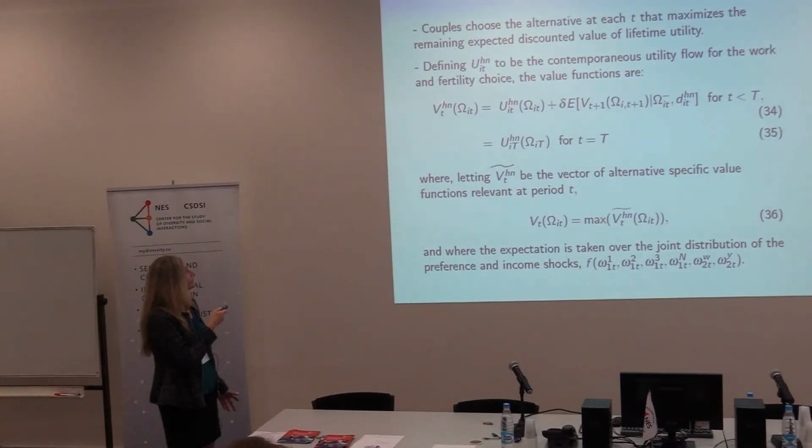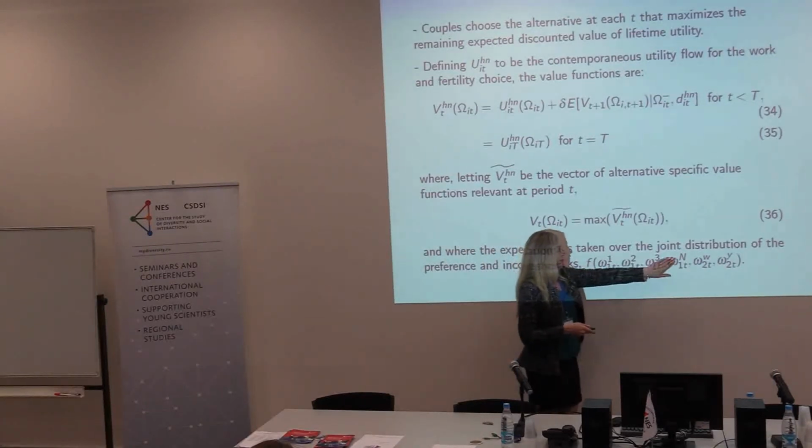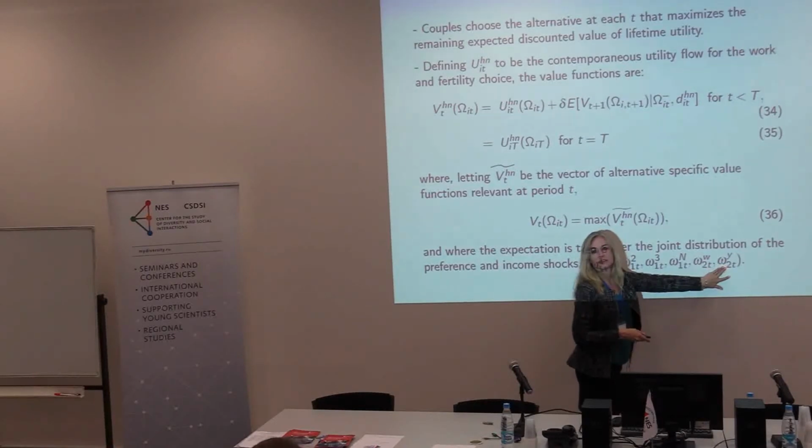Okay, so then you have utility. The setup, everything is the same. You have current period utility plus this Emax. And in the last period, it's just for 4 choices. These are all the shocks. So you have preference shocks plus income shocks. These were the preferences for working. This is the fertility shock, the woman's wage shock, the husband's wage shock.